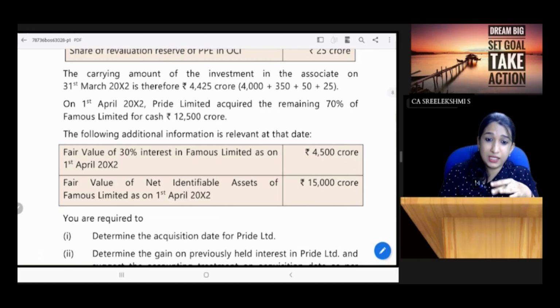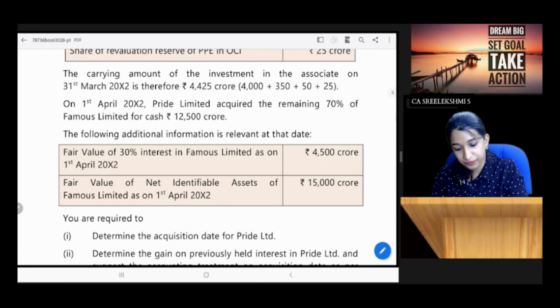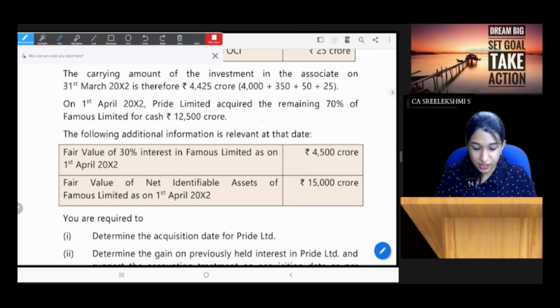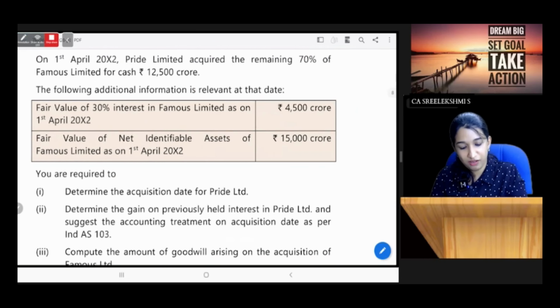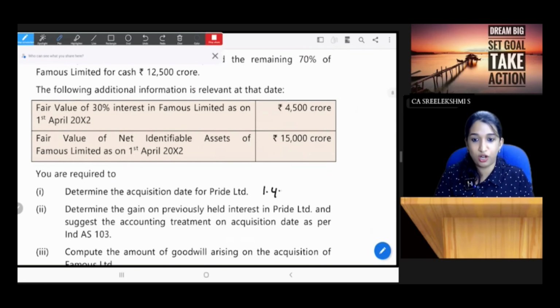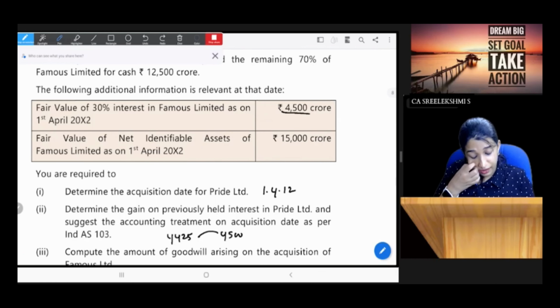On 1st April 2012, Pride Limited acquired the remaining 70% of Famous Limited for cash 12,500: step acquisition. Already you had 30%, plus you acquired another 70%. What is the accounting treatment? On this date, Ind AS 103 applies. The following additional information is given: fair value of previously held interest, fair value of net identifiable assets. Determine the acquisition date. It is 1st April, the date of acquisition of control. Determine the gain on previously held interest. The investment is already standing at 4,425. Now the value is 4,500.